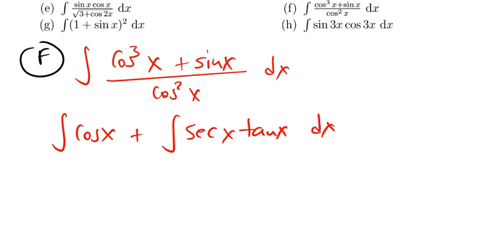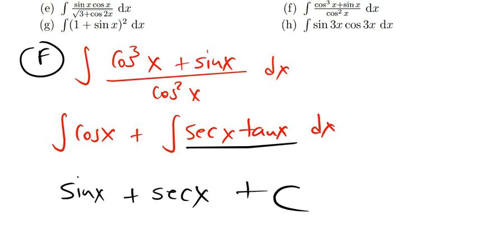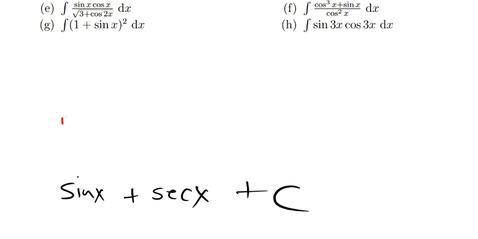So the integral of cosine is what? Because the derivative of sine is cosine, so this is going to be sine of x plus this is going to give you what? Secant of x, because the derivative of secant of x is that, plus constant c. That's how simple you can do away with f. Then we can now consider g.